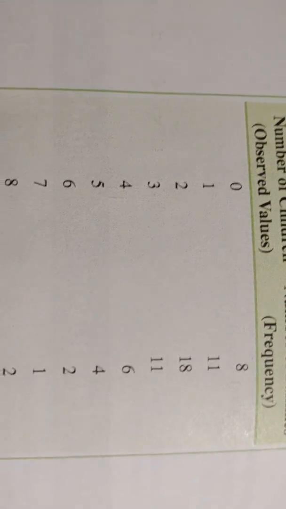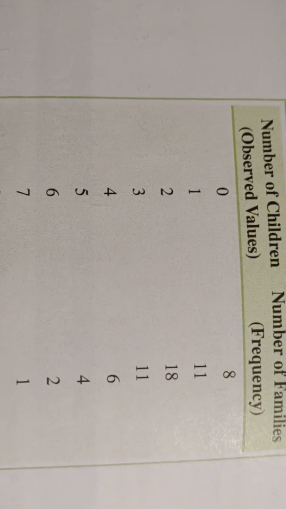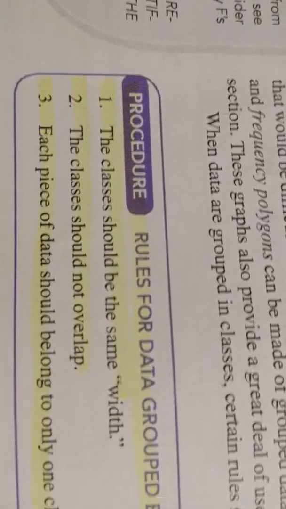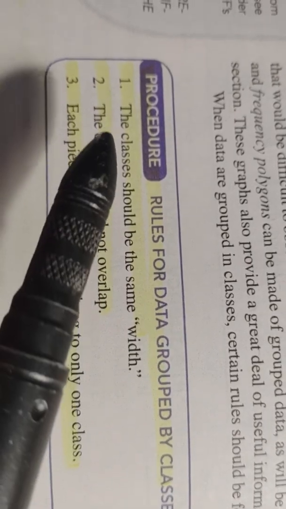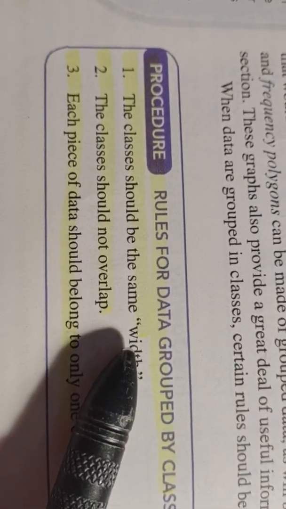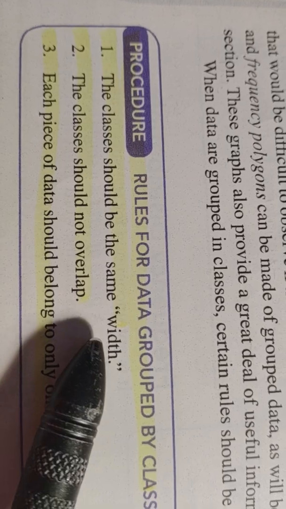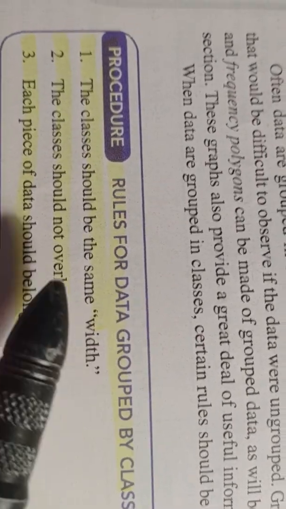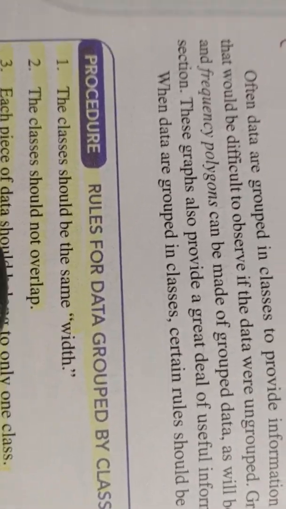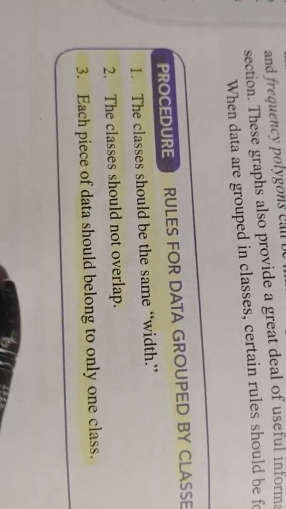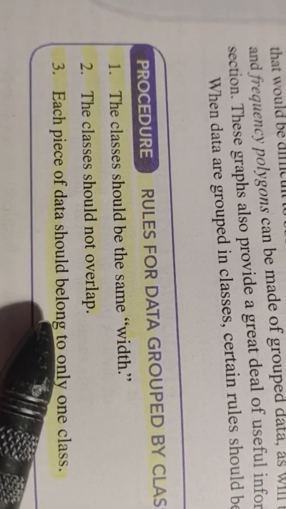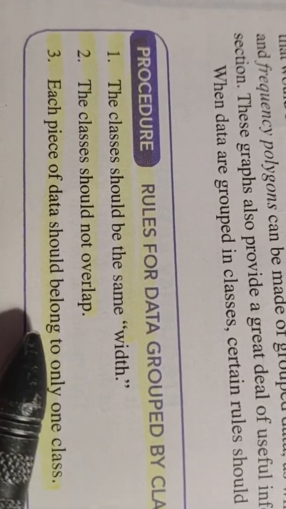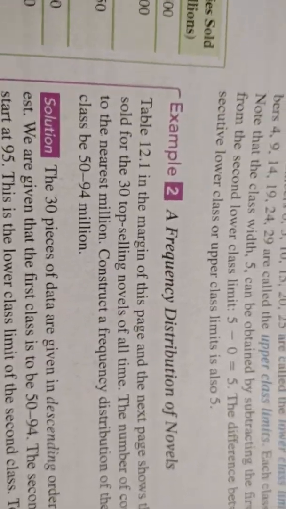Now there's multiple ways to represent this, and this is what we're going to go over next. If we want to group them by classes, then we have to define the class width. So we have to define it as like 0 to 5, 6 to 10, 11 to 15, so on and so forth. Got to make sure the classes do not overlap, and each piece of data should belong only to one class. Okay?